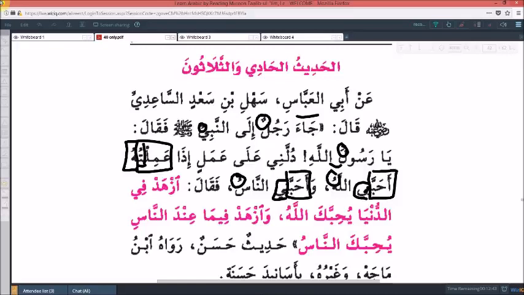Faqala. So tell me in action, guide me to an action. Dulani ala amalin. Ida amiltu, if I did it. Ahabani Allah, Allah will love me. Wa ahabani an-nas. And the people will love me. Faqala sallallahu alayhi wasallam. So he said, Izhad fi dunya.